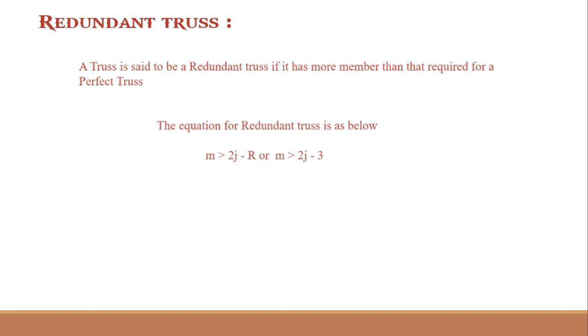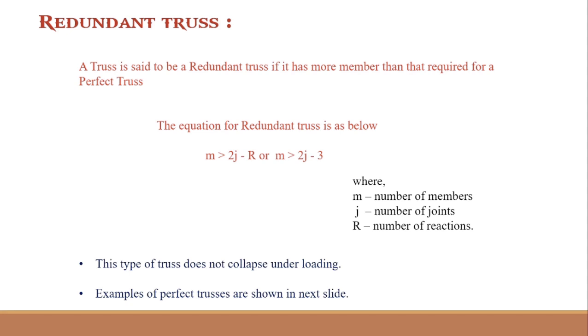If it has more members than required for a perfect truss, it is called a redundant truss. So the equation should be m greater than 2j minus 3, where m is the number of members, j is the number of joints, and r is the number of reactions. When the members are more than required for a perfect truss, this type of truss does not collapse under loading. But it is redundant, so m should be greater than 2j minus 3.